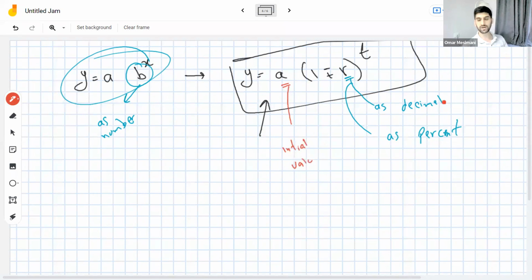And what does the R represent? The rate. But stay with me for a minute.